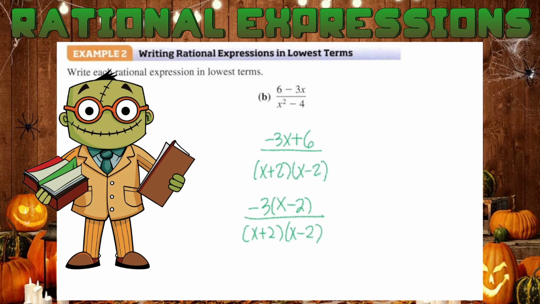Now, before I start crossing things out and getting all wild, I'm going to go ahead and write down some restrictions. Based on my denominator, x cannot equal negative 2. And from that second factor, x cannot equal 2. Even if we cross these things out, one of them, both of them, whatever.